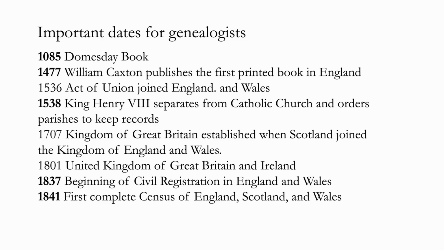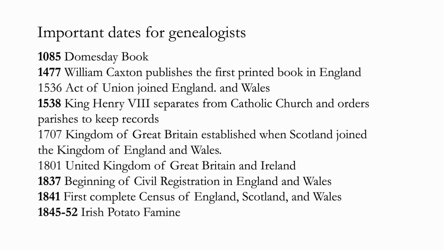In 1841, we find the first complete census of England, Scotland, and Wales. So that's where we start getting records that not only help us find individuals, as in the mid-1800s, but also find complete families. Parish registers are very, very helpful, but they seldom give you a complete family. Civil registration gives you individual records mostly, but when we finally get to census records in England, then we have complete families.